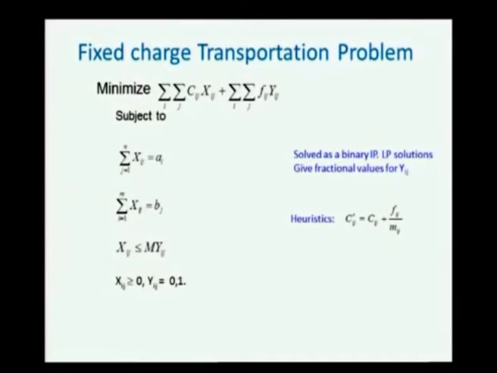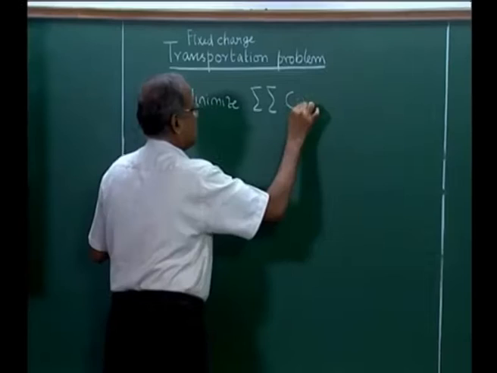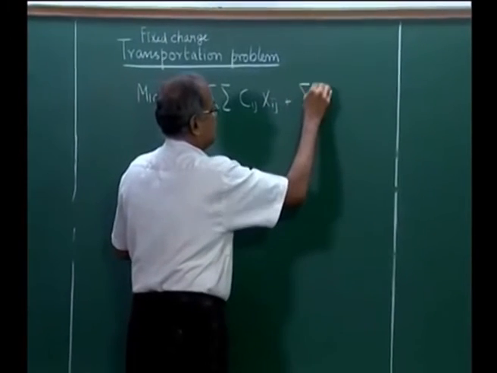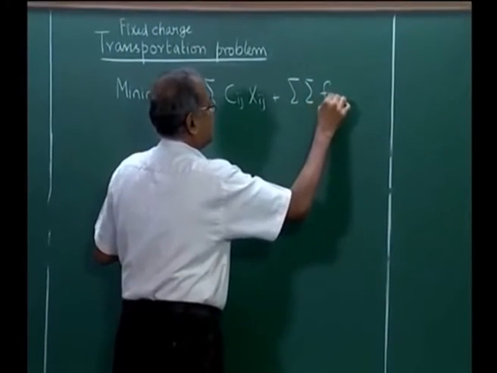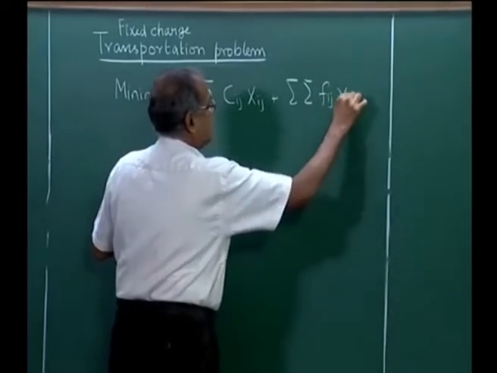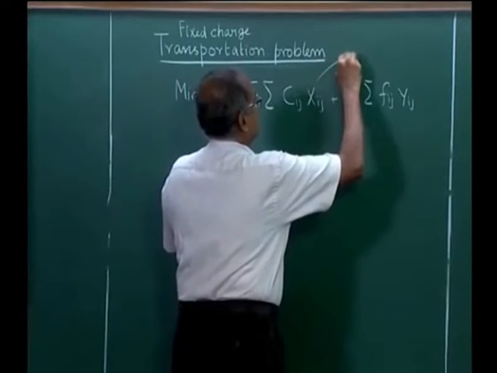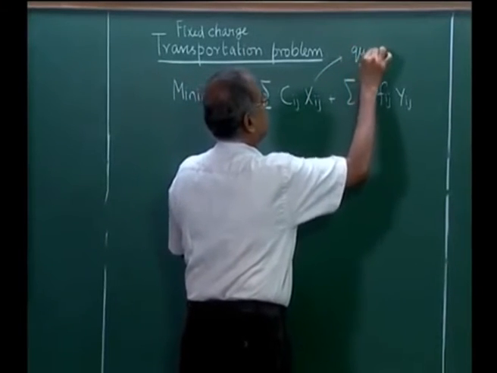There could also be other fixed costs that are associated with travelling from a particular place to some other place. So, the fixed charge transportation problem has two components, Cij xij plus Fij yij. The objective function is to minimize the two costs. So, minimize Cij xij plus Fij yij.